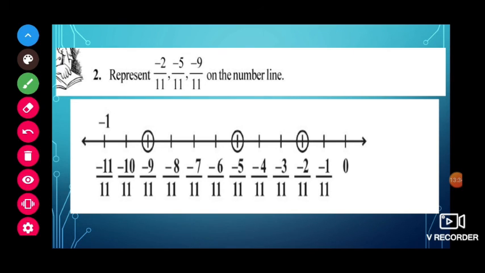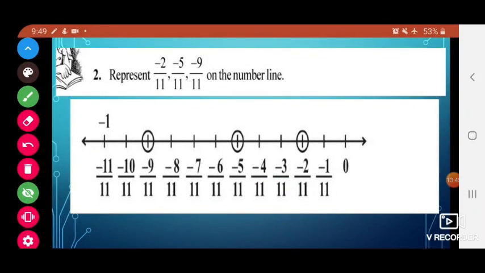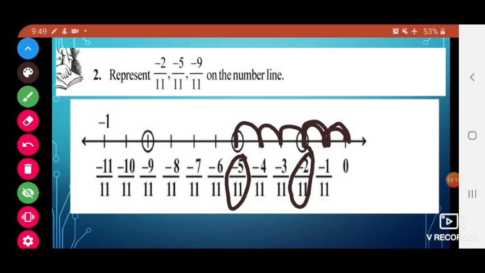Now we will represent the first one, minus 2 by 11. Minus 2 by 11 means 2 parts; as the numerator we consider 2 parts on the left side. So 1 and 2. This is our minus 2 by 11. Next, minus 5 by 11. Again we have to come back to the origin, children. Don't keep it in your mind. Again from the origin, minus 5 means 5 to the left: 1, 2, 3, 4, 5. So this is our rational number.